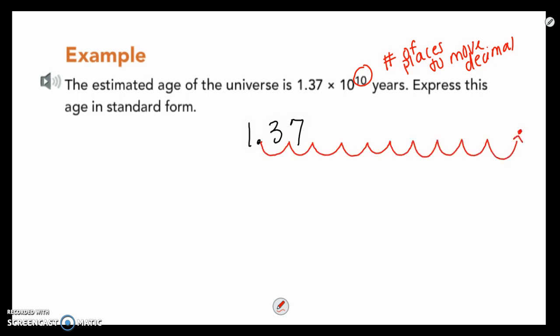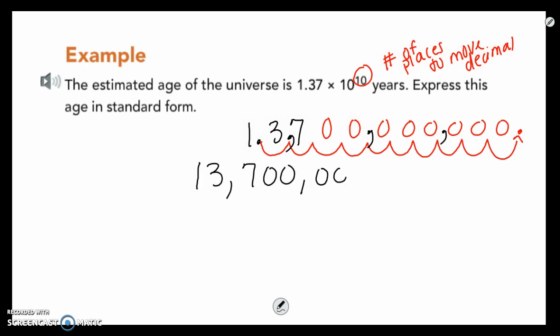Place our decimal at the end. And then we're going to fill in with zeros. So that's 8 zeros that we're plugging in. Now I'm going to rewrite this in standard form. So I'm going to insert my commas. And that means that the estimated age of the universe is 13,700,000,000 years old.